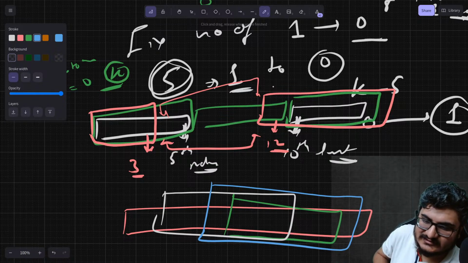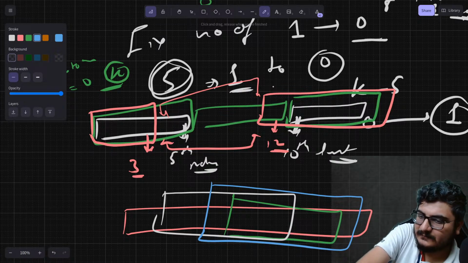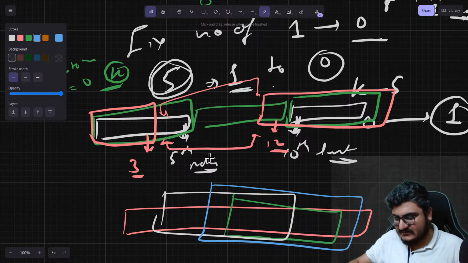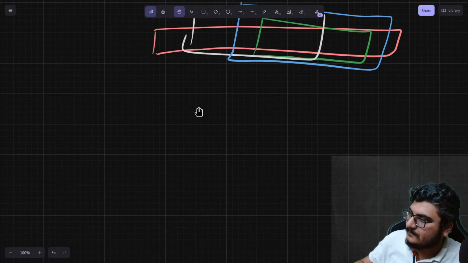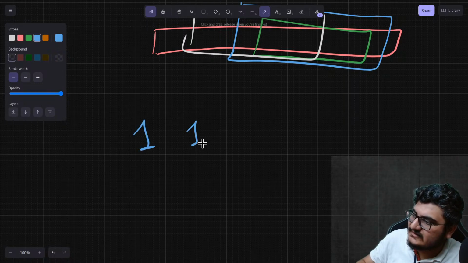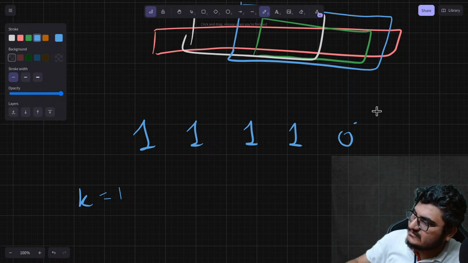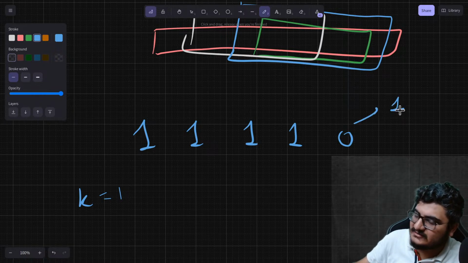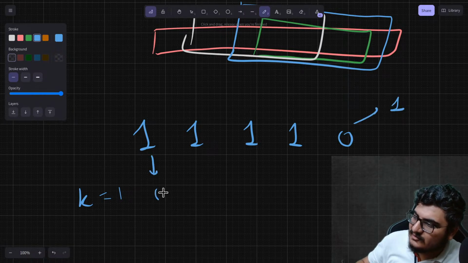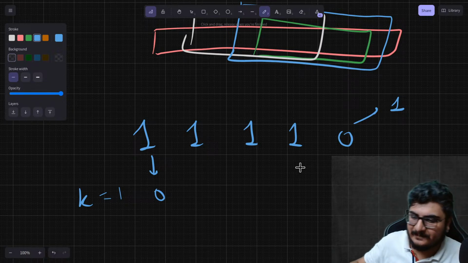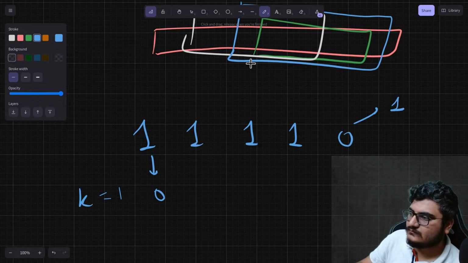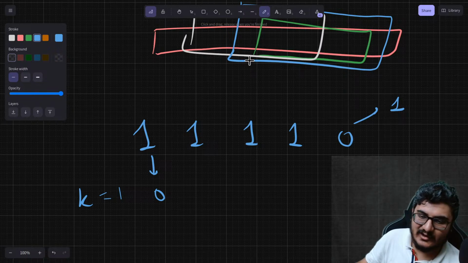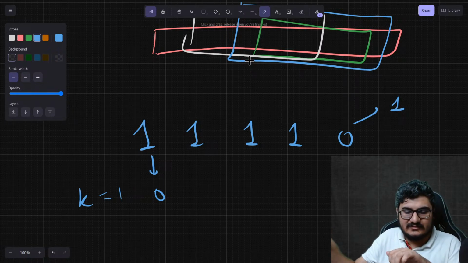No, that's not necessary. I can just share a counter test case for your solution. Let's say a sequence is 1 1 1 1 0 and k equals 1. Here if you change this 1 to 0, the number of inversions is 0. If you change this other 1 to 0, then the number of inversions will still be 3. So there can be cases where you have to remove some prefixes.